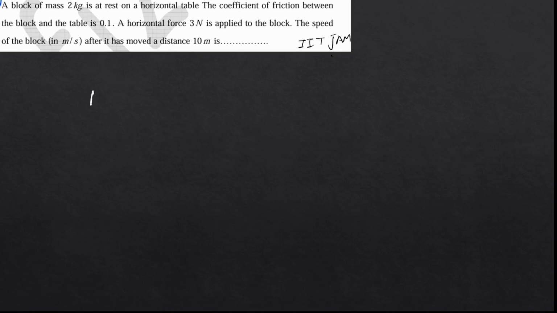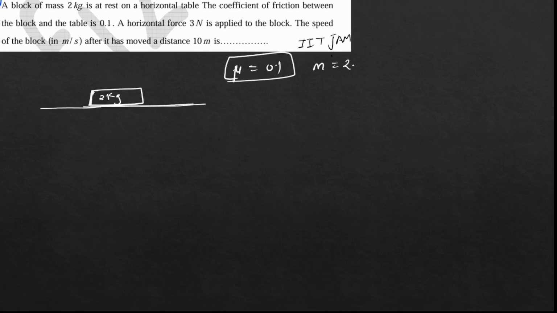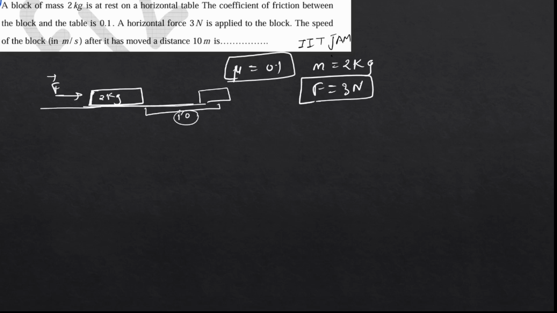See, there is one particular block which is kept on a horizontal surface, right? And its mass is 2 kg, and the coefficient of friction between this block and this surface, mu, is equal to 0.1. The third thing is the force applied on this body, having a magnitude of 10 Newton, right? Now when this body has moved 10 meter, we need to find its speed after moving this much distance.